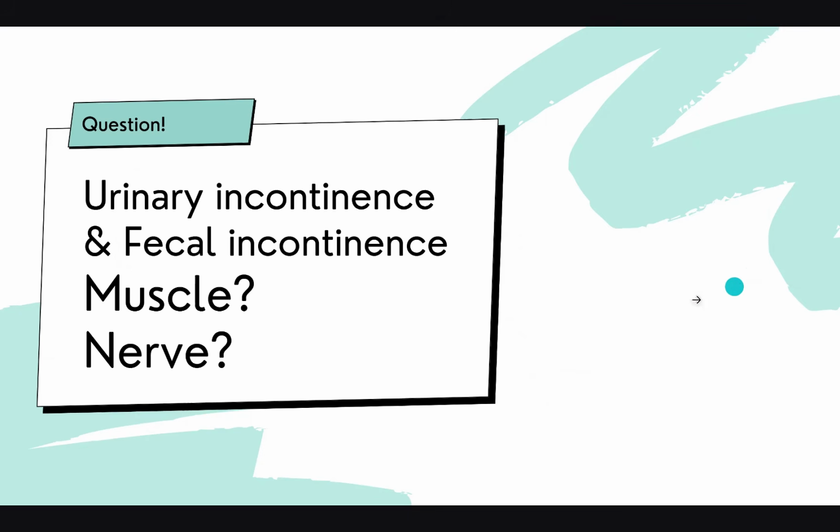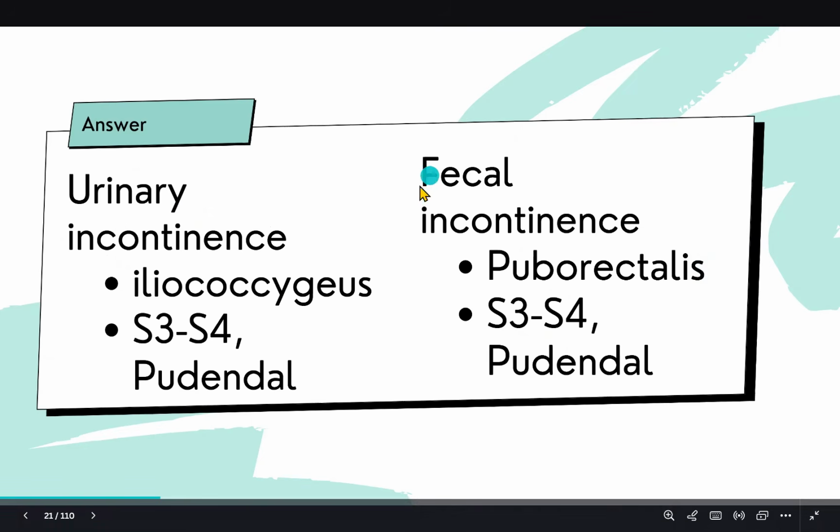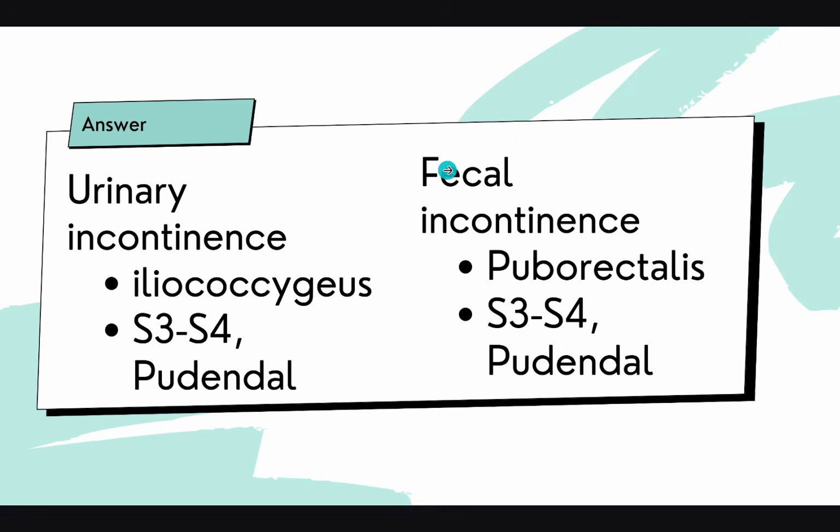All right. So the answer for urinary incontinence is that, as I mentioned before in the Kegel exercise also, the muscle responsible for holding in the urine is the iliococcygeus muscle. And the iliococcygeus muscle is part of the levator ani series, and they're supplied by what? The S3, S4, or the pudendal nerve. Compare that to fecal incontinence. The feces are controlled by the puborectalis muscle.